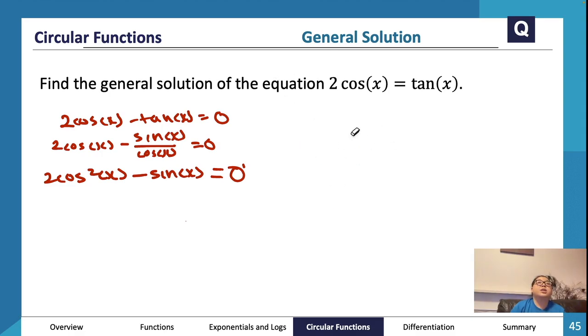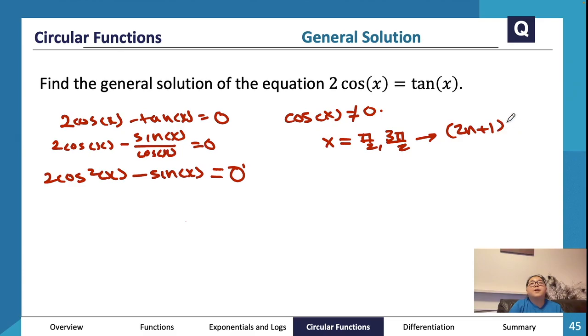Right away, what we can actually tell from this one, using our knowledge from talking about minimal domains and stuff like that, is that cos x will not equal 0. So we know that x immediately cannot equal pi on 2 or 3 pi on 2, or basically, if we talk in general solutions, it can't equal 2 pi plus 1 over 2. Yeah. So then we go back to this cos squared x minus our sine squared x equaling 0.